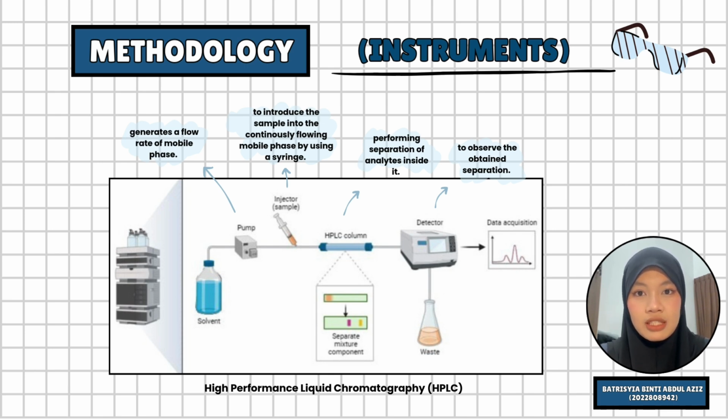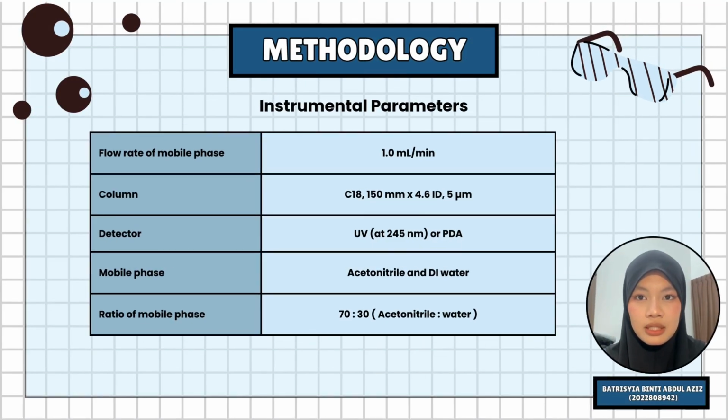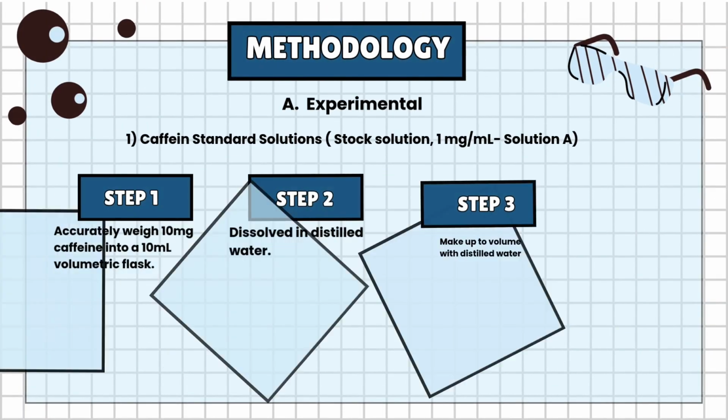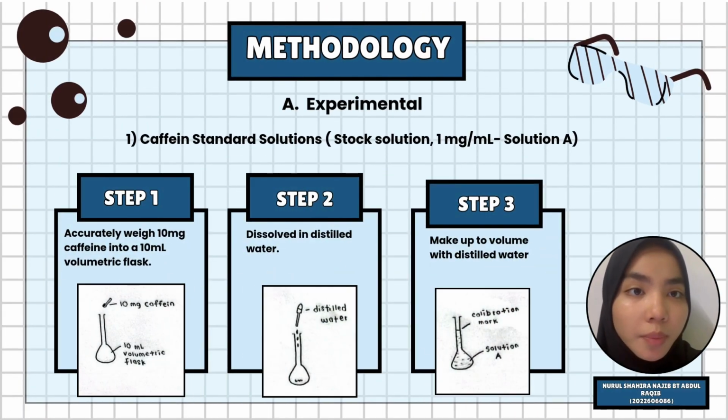When the mobile phase contains a separated compound band, HPLC provides the ability to collect this fraction of the eluate containing that purified compound for further study. The instrumental parameters consist of the flow rate of mobile phase, column, detector, mobile phase, and the ratio of mobile phase. Okay, this is the methodology for the experimental part for solution A.